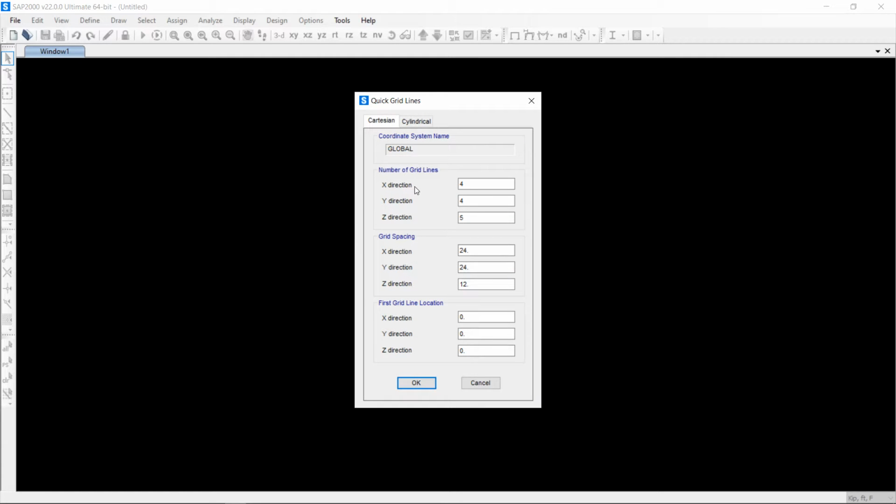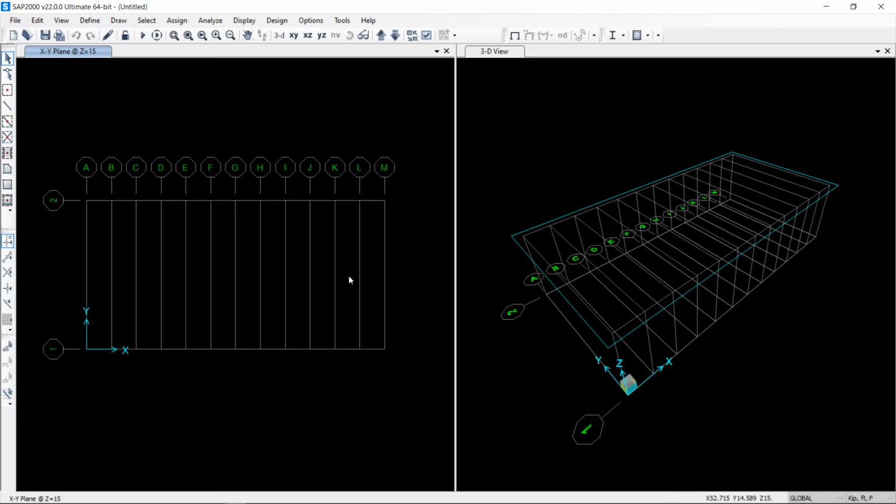In x direction, as we know, there will be 13 grids and the distance between them will be 5. In y direction, there will be 2 grids and the distance between them will be 30. In z vertical direction, there will be 2 grids and height is 15 feet. Okay. So here is the grid system.